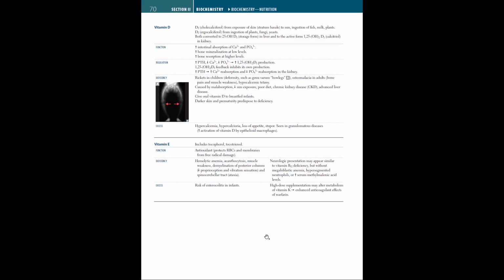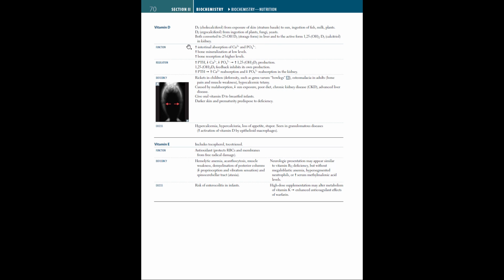All right. Now we have vitamin D and E. Now, vitamin D, which is either D3 or D2, is later converted to 25-OHD3, which is a storage form in the liver, and then the activating form, calcitriol, in the kidney. Now, D3, or cholecalciferol, is from the exposure of the skin, from the stratum basale, to the sun, or the ingestion of fish, milk, and plants. Whereas D2, ergocalciferol, is from the ingestion of plants, fungi, and yeast.